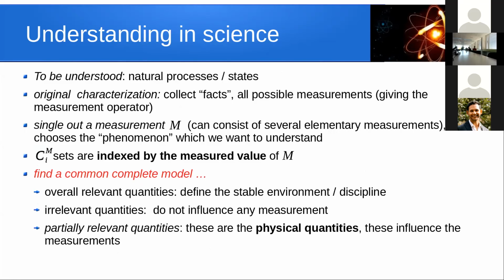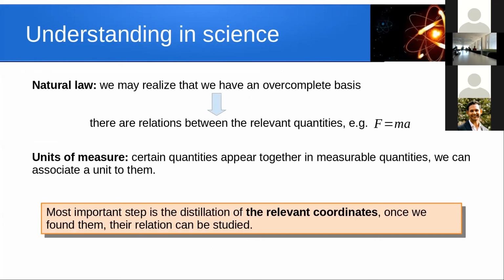Okay. Let me skip this one, and maybe discuss this one. So, how can we observe a natural law? It can happen that we use an overcomplete basis. For example, we observe that the value of the acceleration, the value of the mass, and the value of the applied force are all relevant coordinates, in the sense of the previous study. But if we do enough experiments, we can observe as well that these three quantities are not independent from each other. So we have an overcomplete basis. And this is the way natural laws can be discovered. For example, in this case, Newton's law. Okay, so the message is that the most important step is the distillation of the relevant or partially relevant coordinates. And once we have found them, their relation can be studied and we have then understood the problem.